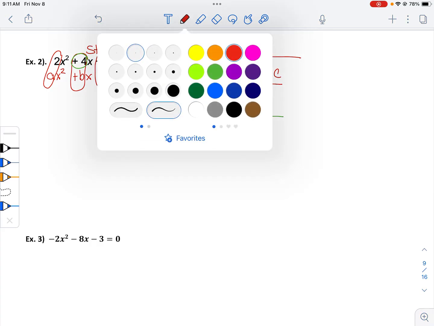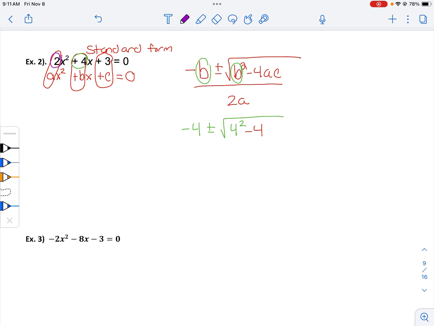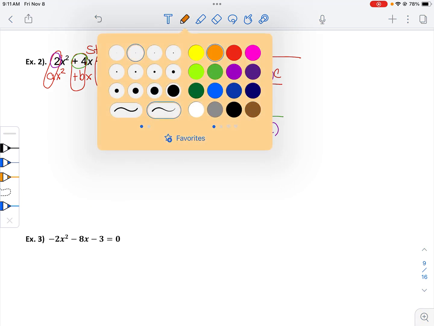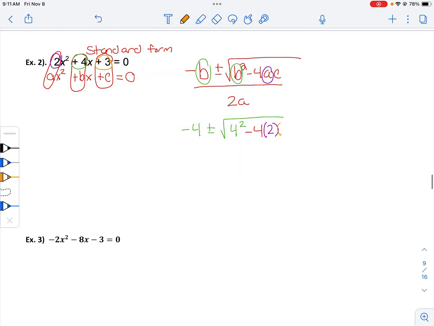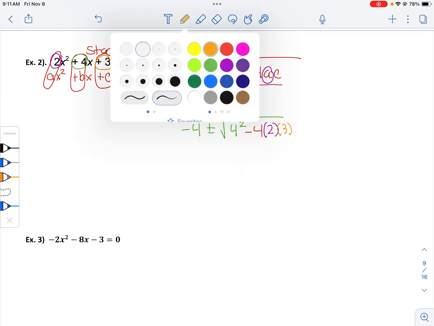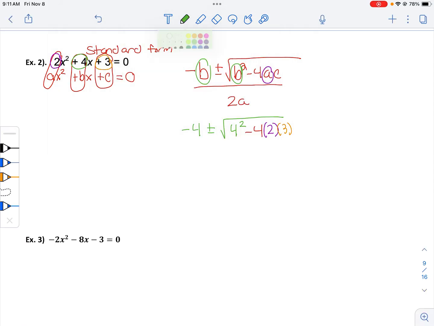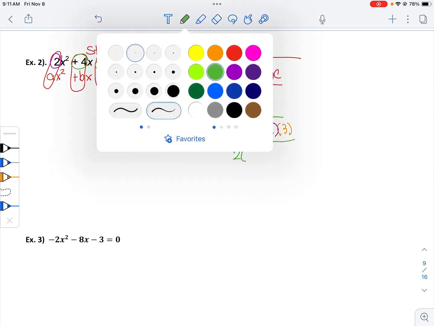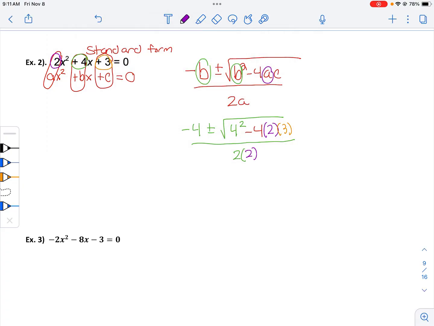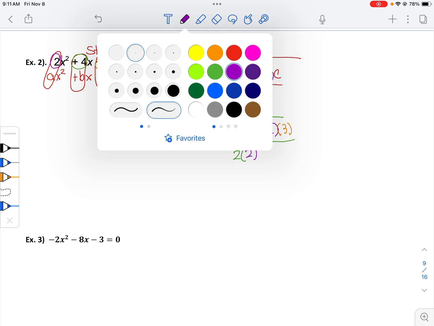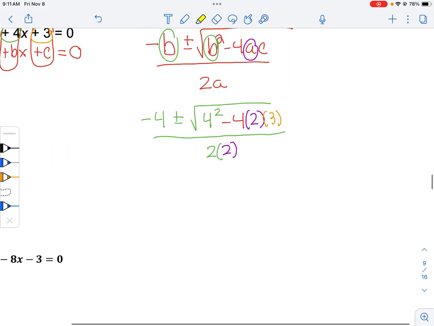I'm going to come over here and plug in my a value of 2 right here. And then I'm going to plug in my c value of 3 right here, okay? And then you'll notice in the denominator we are multiplying 2 times that same a value of 2 again, okay? So plugging everything in.